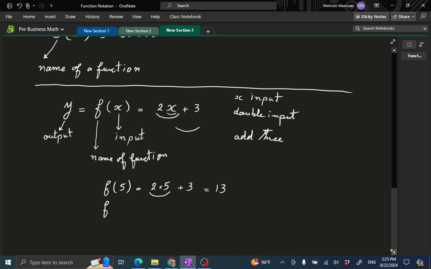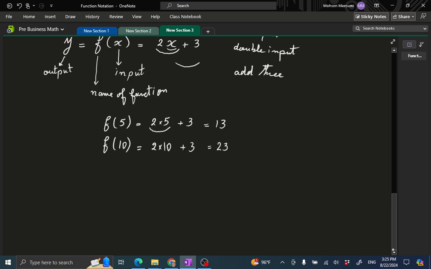Let's do another one. Suppose I ask what's f of 10. Let's be faster. Go ahead and tell me what is f of 10. Well, we double and then add a 3 to it. So 2 times 10 plus 3, and that is, of course, 23. Let's try one more. f of 15. Well, we learned double that, so 30, and then another 3, so it is 33.